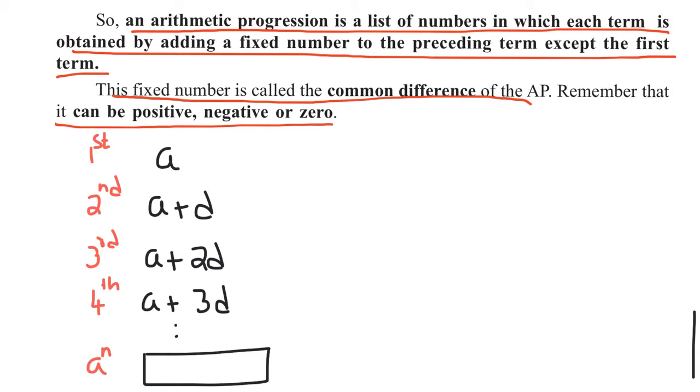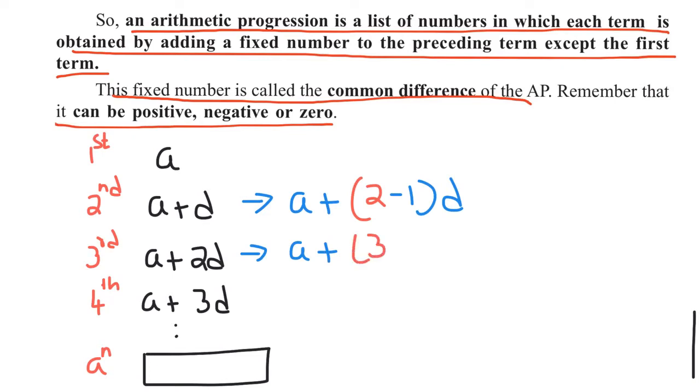Let's look at our terms once again. Our first term is A. Our second term is A plus D. Can I write this as A plus 2 minus 1 times D? Because I am still getting A plus D. Let's look at our third term. Can I write the third term as A plus 3 minus 1 times D? It is A plus 2D. Our fourth term, can I write it as A plus 4 minus 1 times D? Because it is A plus 3D.